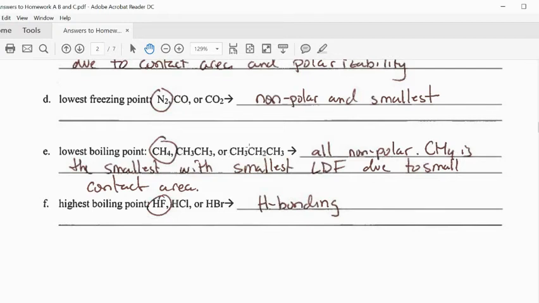So you would expect to see, this is propane. Propane is going to have to be warmed up more to reach the boiling point than methane. That's methane.